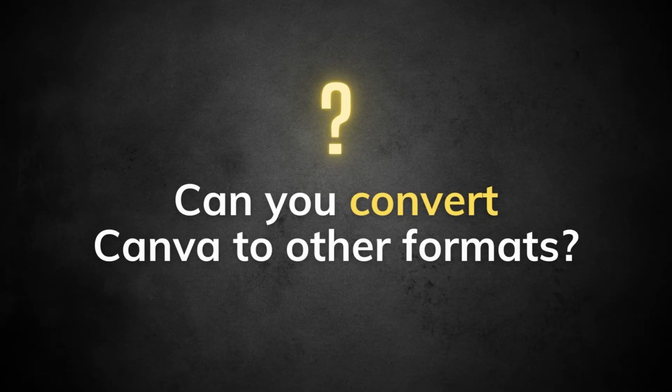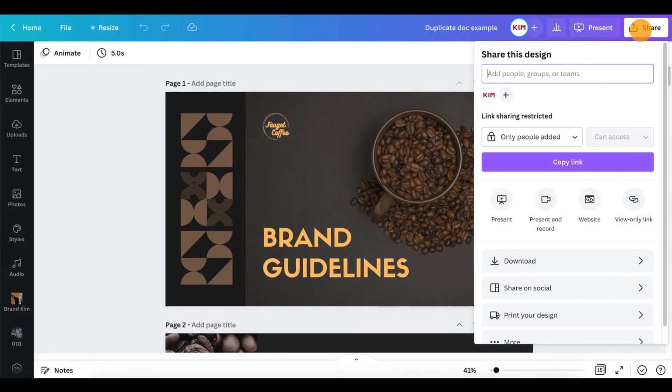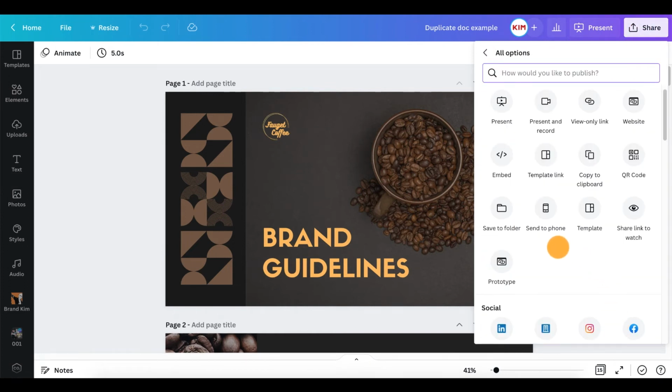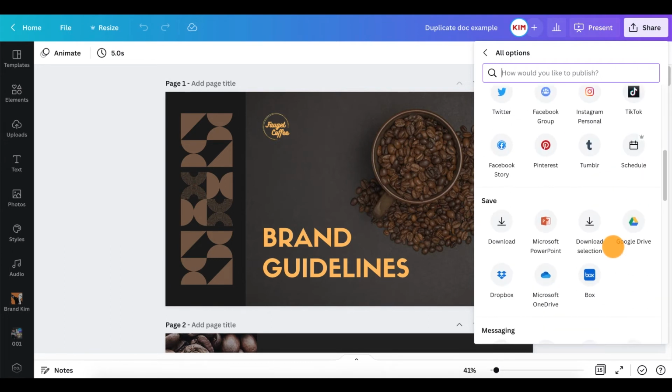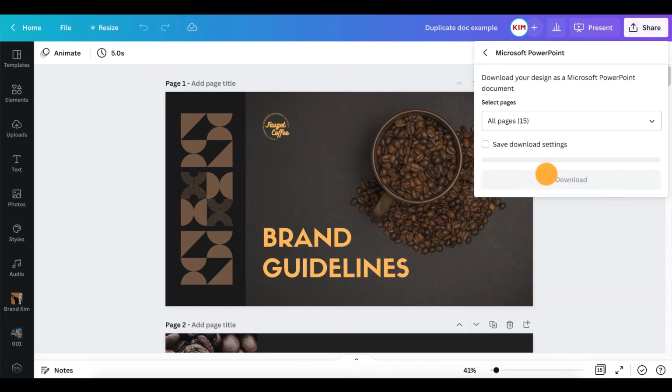Number 4. Can you convert Canva to other formats? More specifically, can you convert Canva to PDF or as a PowerPoint presentation? Yes you can. Going back to the Share button, go down to More, and you'll see all the options available. You can even see the sharing options we looked at just before. To convert your design into a PowerPoint presentation, scroll down to Save, and you'll see Microsoft PowerPoint. Then just hit Download, and Canva will do the rest.